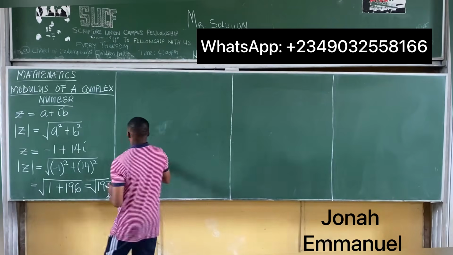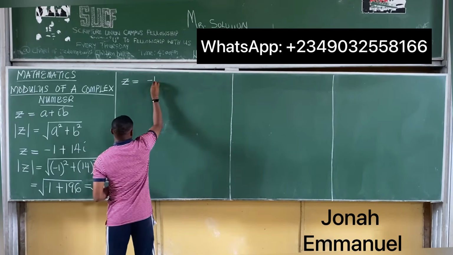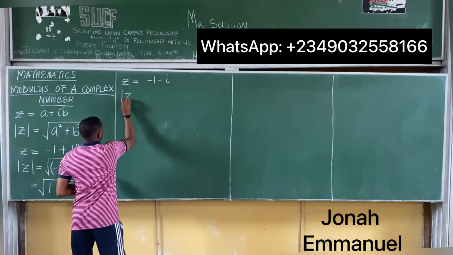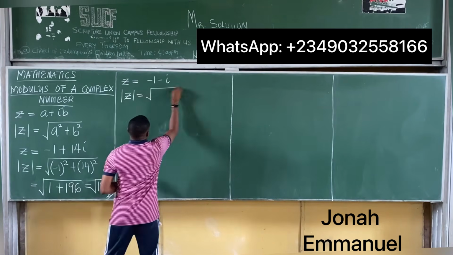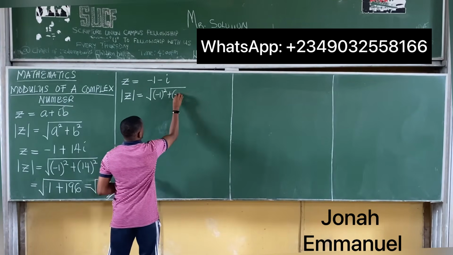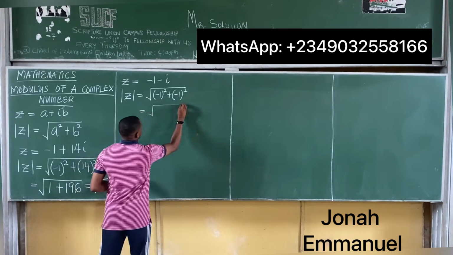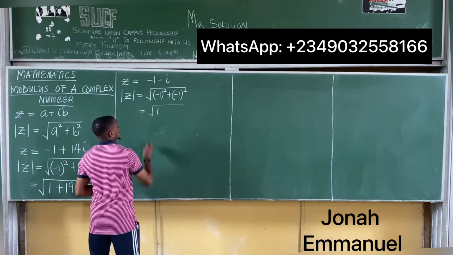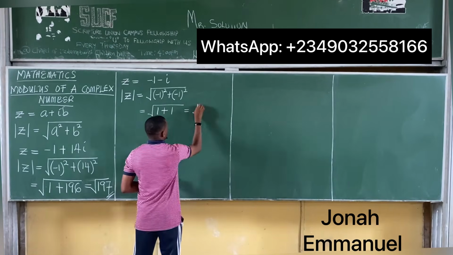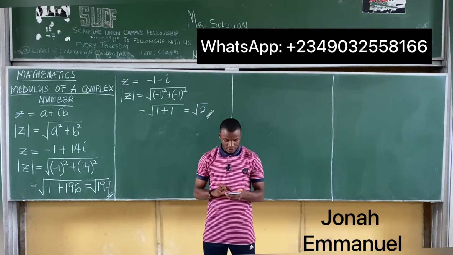A second example, let's say we have the complex number z being equal to minus 1 minus i, and I'm asked to find the modulus of z. The modulus of z is equal to the square root of this term, minus 1 squared, plus the coefficient here, which is minus 1 all squared. So if I work on this, this is equal to the square root of minus 1 all squared gives you positive 1, plus minus 1 all squared gives you positive 1, and that's equal to the square root of 2. So this is how we get the modulus of a complex number.